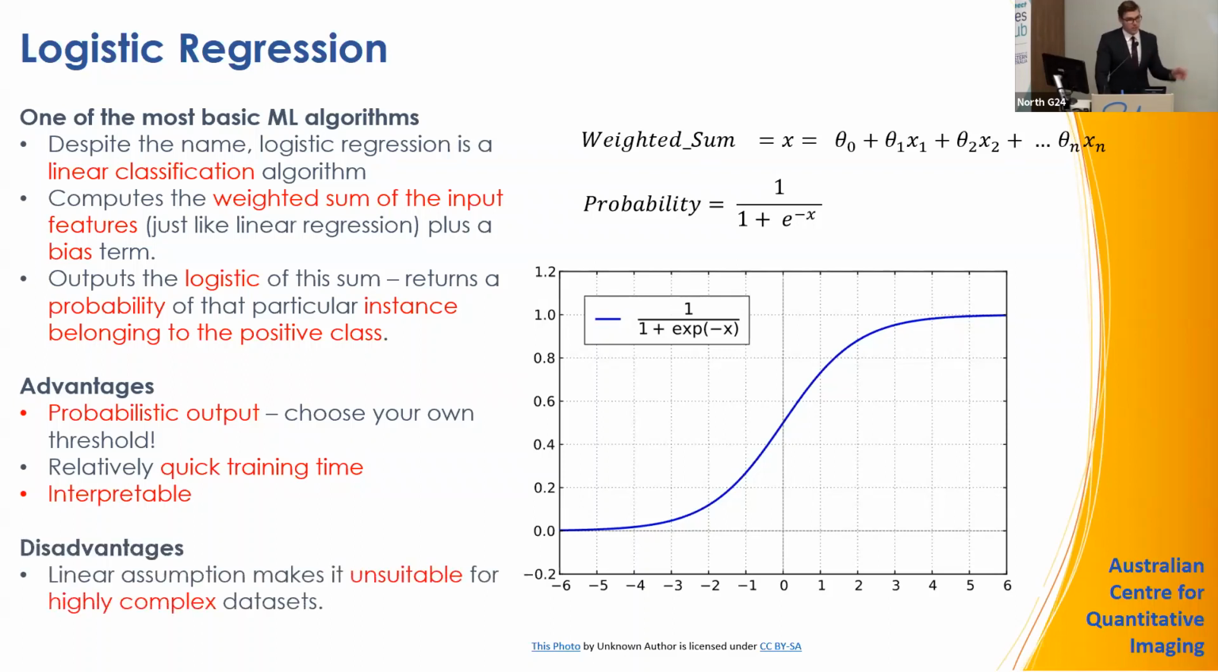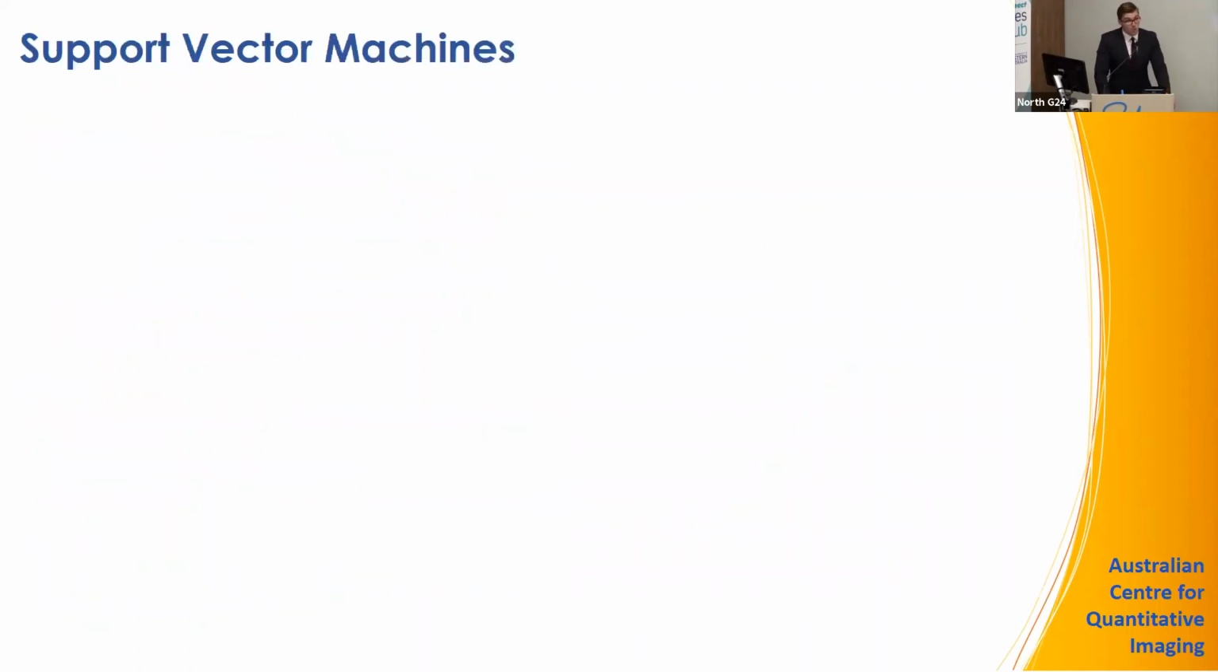Disadvantages are that if you have a really complex data set and you're using a linear model, you're probably not going to be able to characterize that data set well using a linear model. So you might need to use something more complicated. One of those more complicated algorithms is support vector machines.